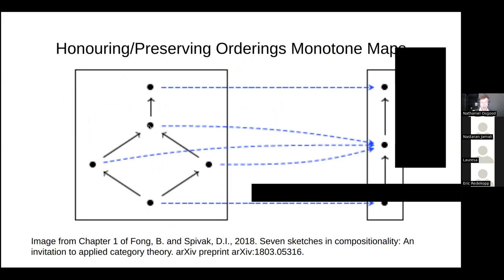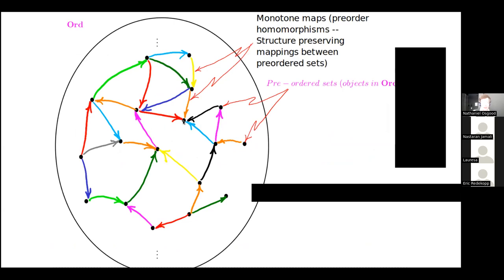Do you agree that this one, instead of mapping over to here, it could have mapped it up to here and still be a structure preserving map from the left to the right? Do you agree with that? Okay. So here we have, each of these is a poset, and there could be many maps that represent these different specific structure preserving mappings.